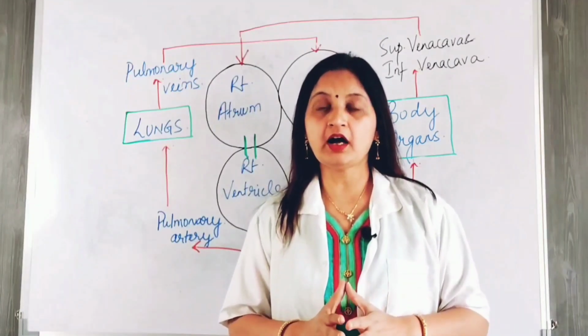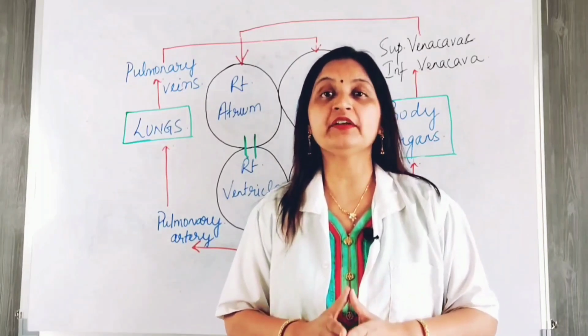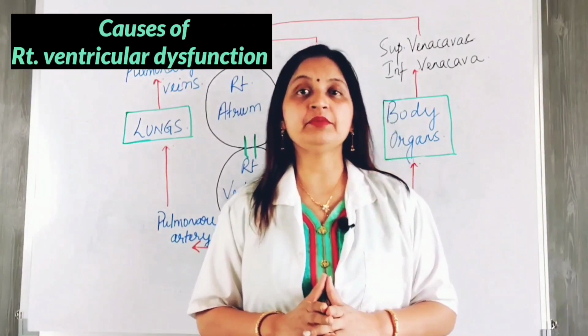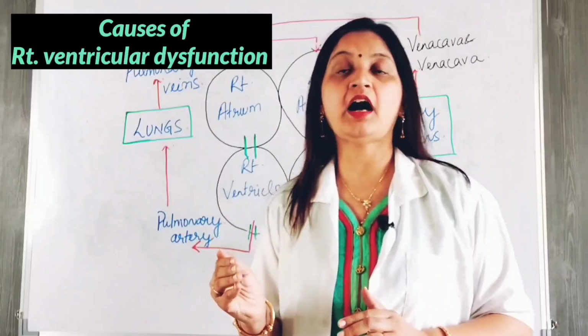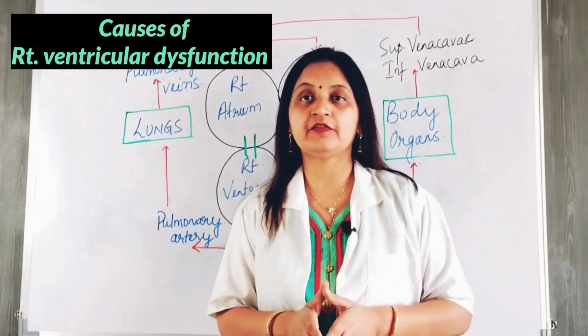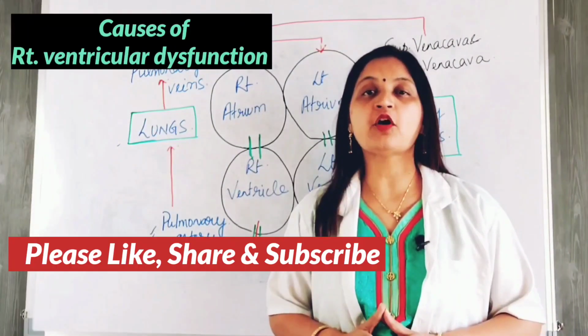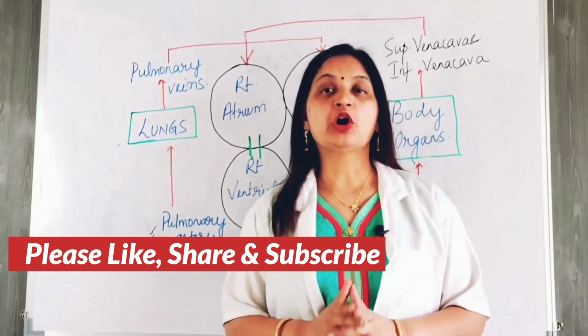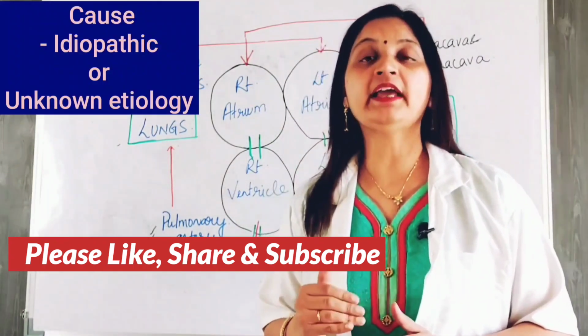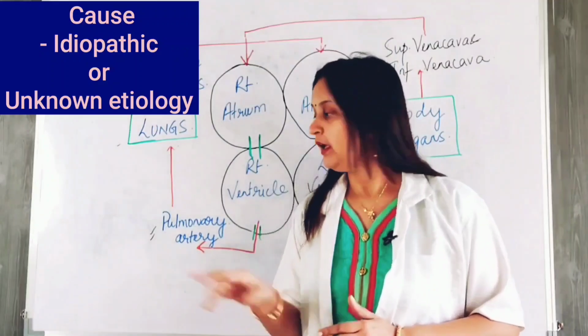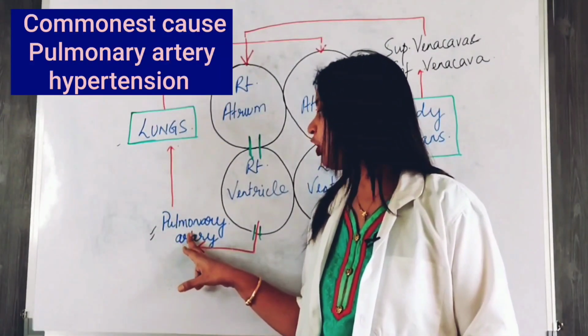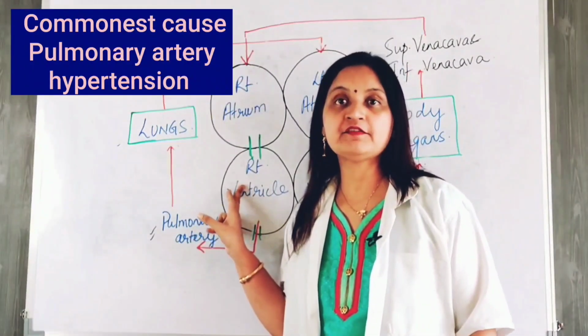When both sides of the heart are affected, it is known as biventricular heart failure, and the symptoms are a mix of left-sided and right-sided heart failure. Coming to the causes of right ventricular dysfunction, the cause can be idiopathic, or of unknown etiology. Pulmonary artery hypertension is a common cause of right ventricular dysfunction.